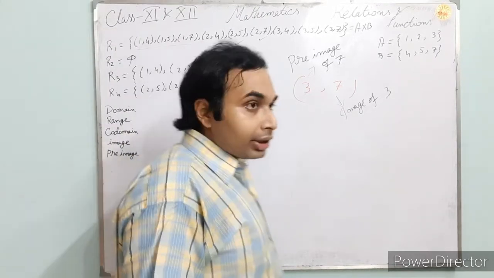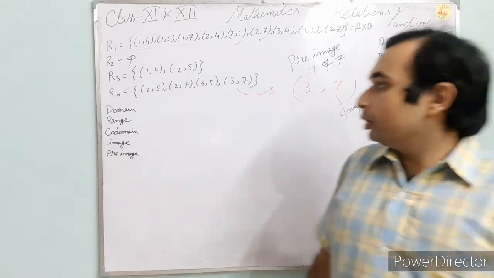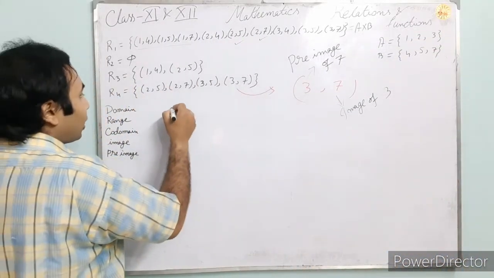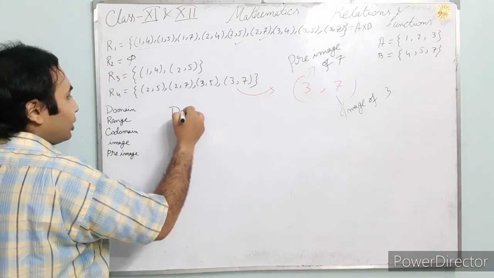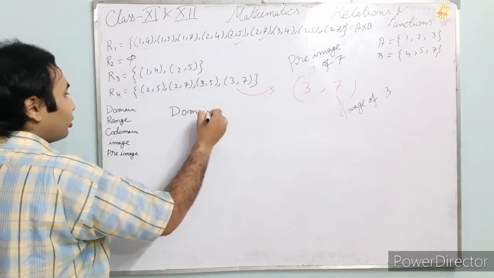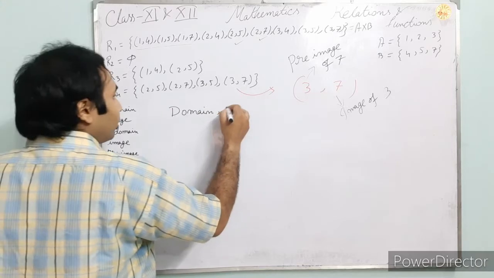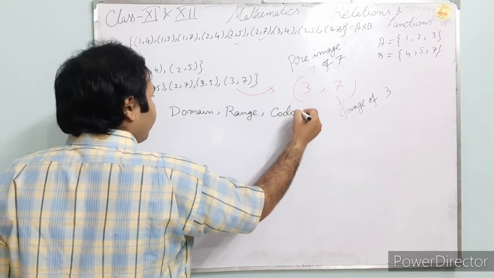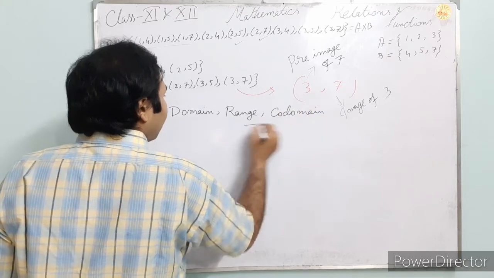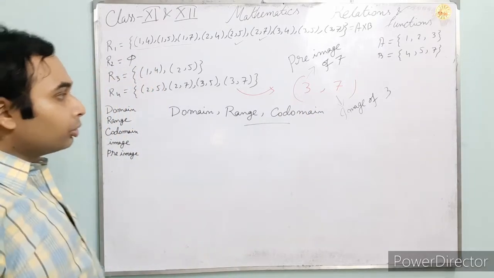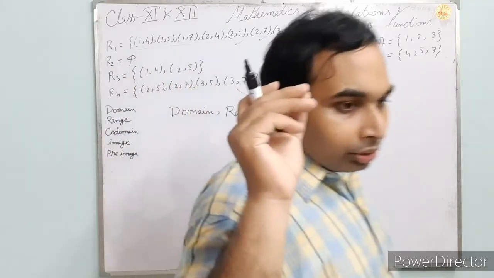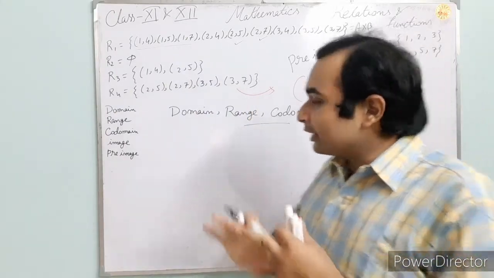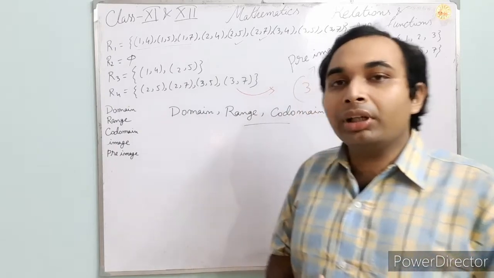Now students, let us come to the next terms. We will discuss three terms simultaneously: the domain, range and codomain. What are those? You have to memorize those for the next part of your mathematical life.